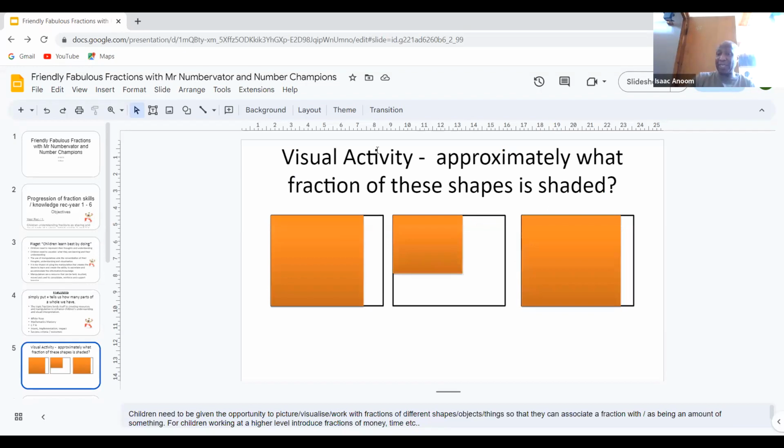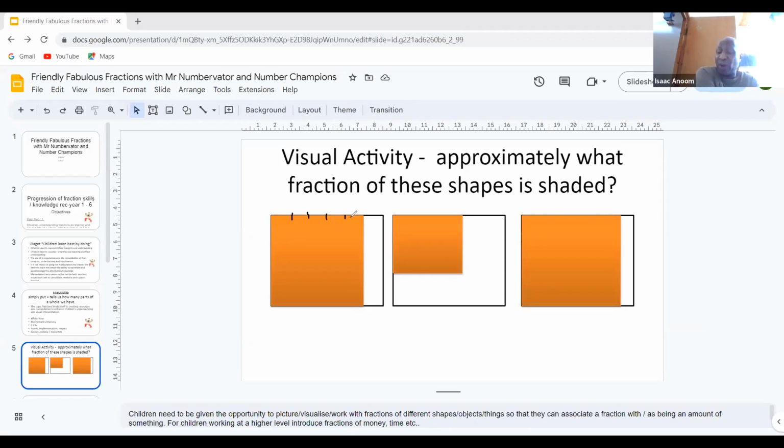So a little visual activity. I've got 3 squares, the same size, and I'm just going to pose the question, what fraction of these shapes is shaded? How would you go about working with these three shapes if you are working with a young person? I've just put some little lines at the top. So we've got 1 part, 2 parts, 3 parts, 4 parts, 5 parts, and then we've got 6 parts, okay?